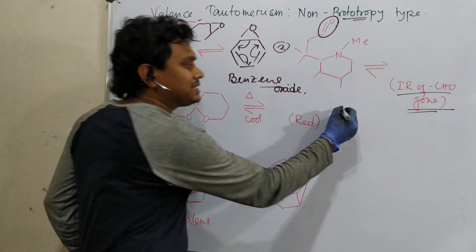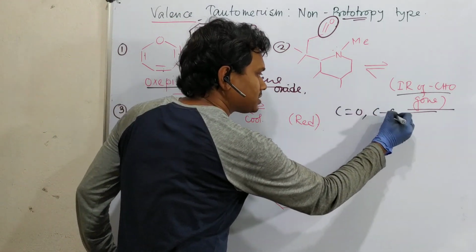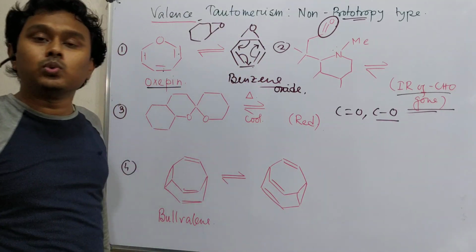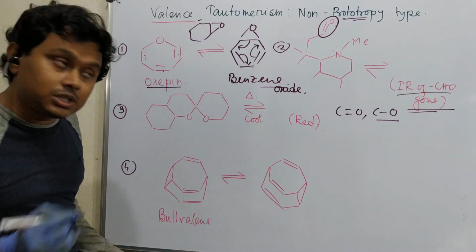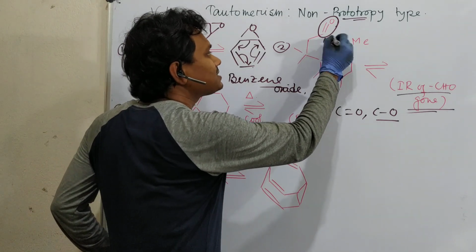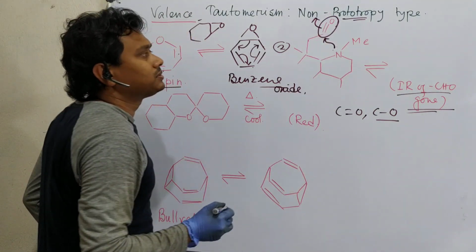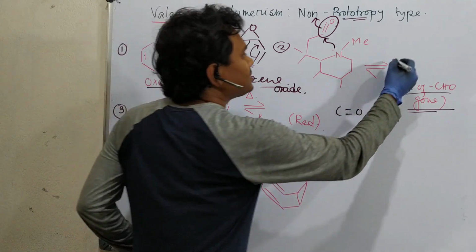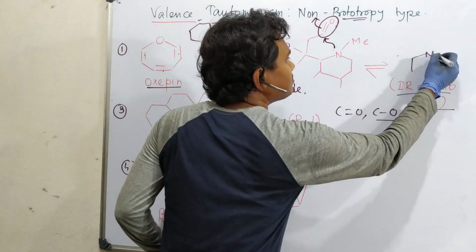So not only C double bond O, it also shows the symbol of C single bond O. How could the double bond be converted into a single bond? Obviously by using this. So it attacks, it opens up. Okay, so ultimately what happens? It produces this 6-member ring.